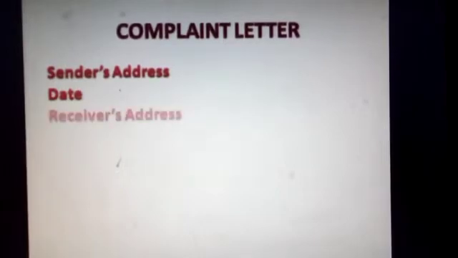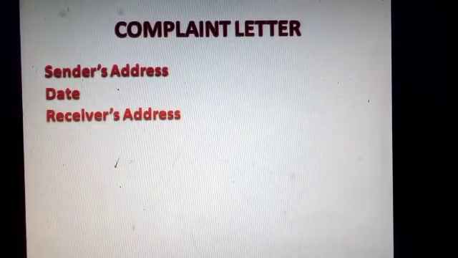Next is the receiver's address. Whether to write "To" above the address depends on the writer's preference, but make sure you write the name and the position of the person, that is the designation, not the name of the receiving official, as the first line of the address. That is very important, but it is better not to use "To".